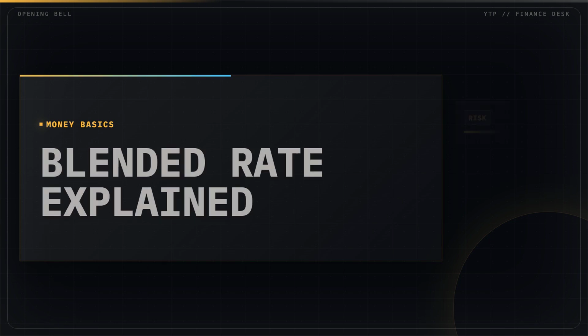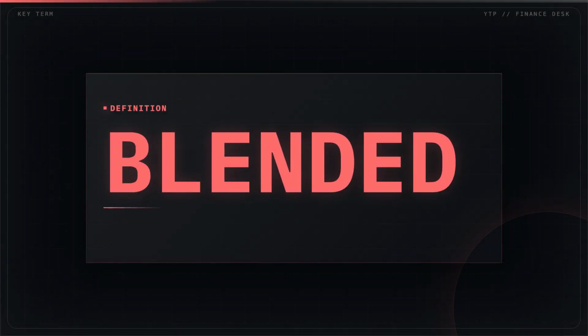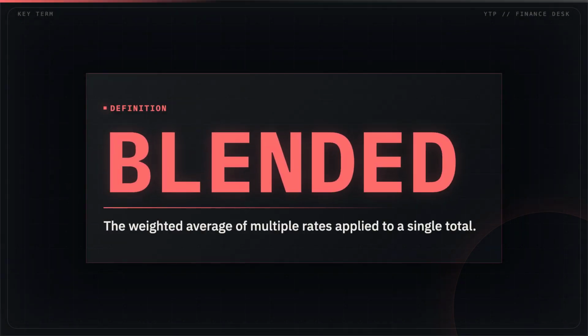Have you ever wondered how your taxes or interest payments are calculated when multiple rates apply at once? That is where the blended rate comes in. A blended rate is essentially a weighted average. It represents the single effective rate you pay when different portions of your money are taxed or charged differently.